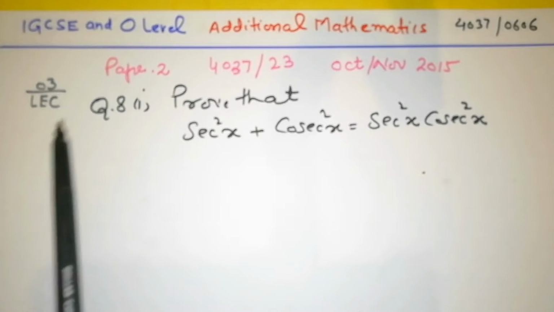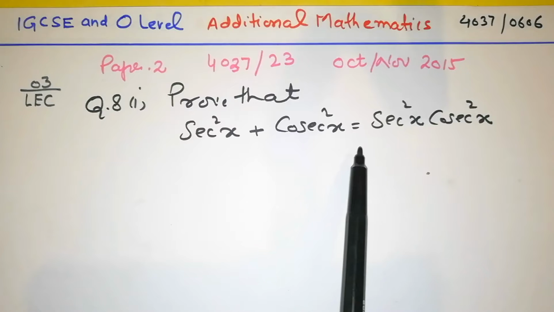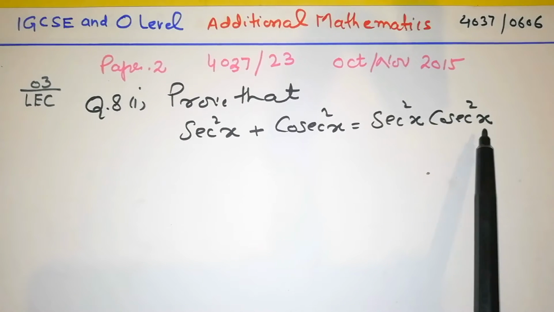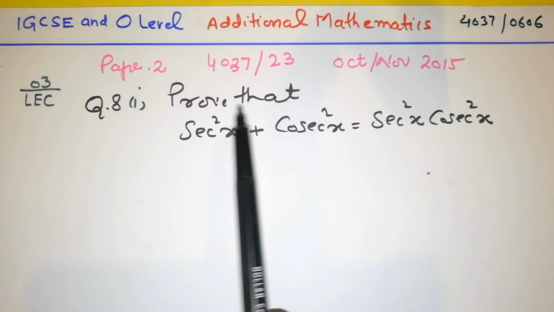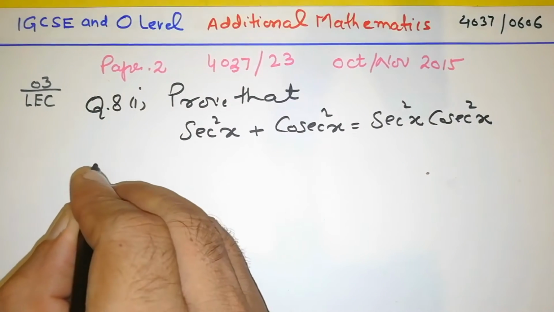So students, this is our last lecture of this topic, trigonometric identities, and in this lecture I shall solve some important questions from your past papers. See how we solve these important questions here. This is lecture number 3. Question 8, first part: prove that secant square x plus cosecant square x is equal to secant square x multiplied by cosecant square x. This question is in Paper 2, October November 2015. So we solve this question.